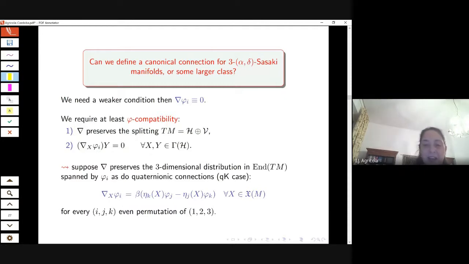Now, if you know something about quaternionic connections, in the quaternionic Kähler case, one postulates the following for the Levi-Civita connection: that the covariant derivative of phi_i in direction x is given by some one-form evaluated at x times a linear combination of phi_j and phi_k. So in some sense, the three almost complex structures phi_i, phi_j, phi_k are not parallel, but the derivative stays inside the distribution spanned by these three elements. It cannot be anything. It has to stay in this narrow space, up to constants which you can compute.